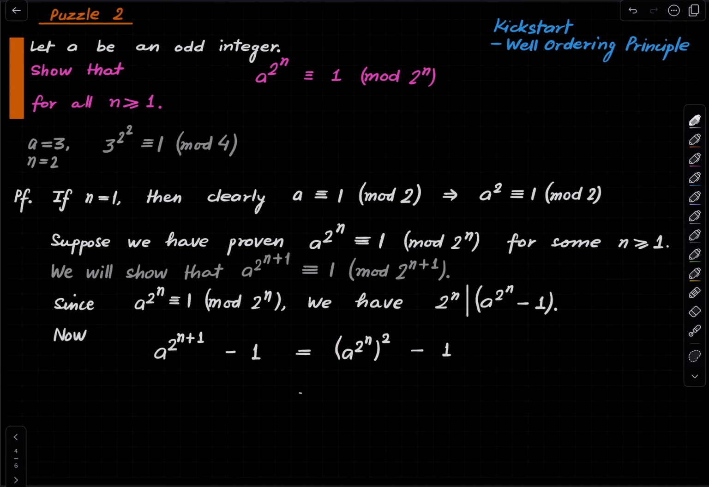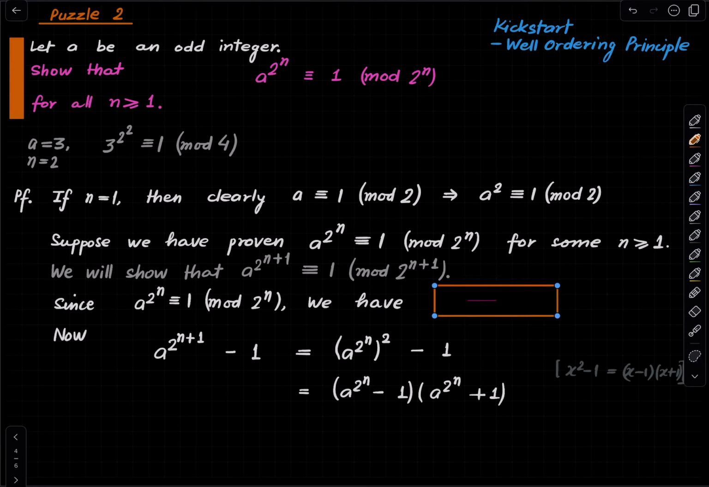And now we can write it as the usual formula. So all we are using is the fact that x squared minus 1 is x minus 1 times x plus 1. That's all. So we have this. Now this is divisible by 2 to the power n, as written over here. Maybe I'll box it. So this shows that the first bracket is divisible by 2 to the power n.